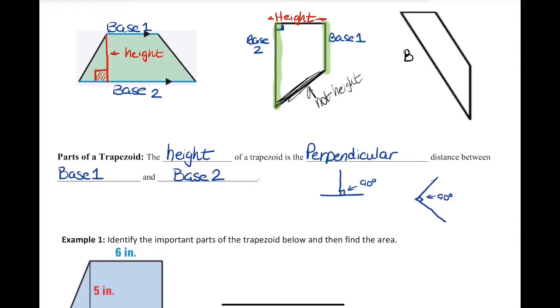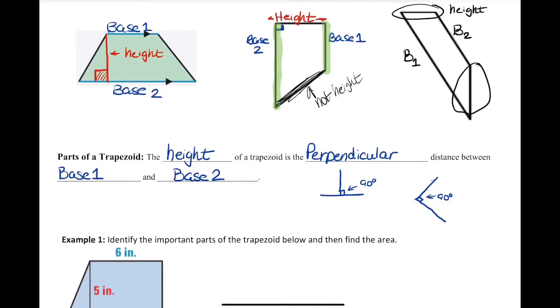On this one right here, I'm going to show you another way of denoting bases. Sometimes you'll see it like this: you'll just see the letter B with a subscript 1. So I'll call that base 1, and this is base 2. And how do I know those are the bases? Well, they're parallel.